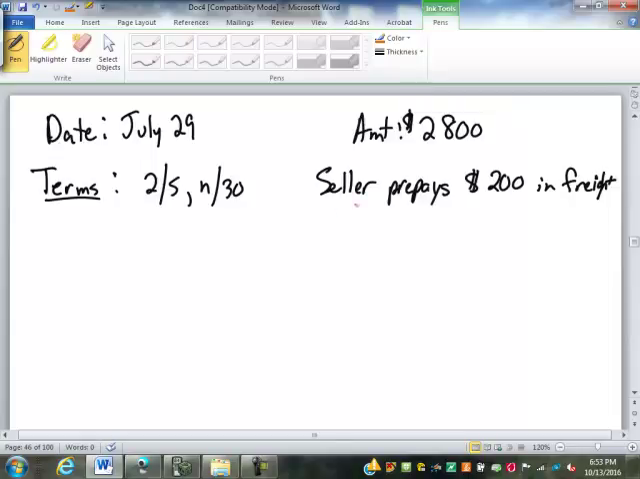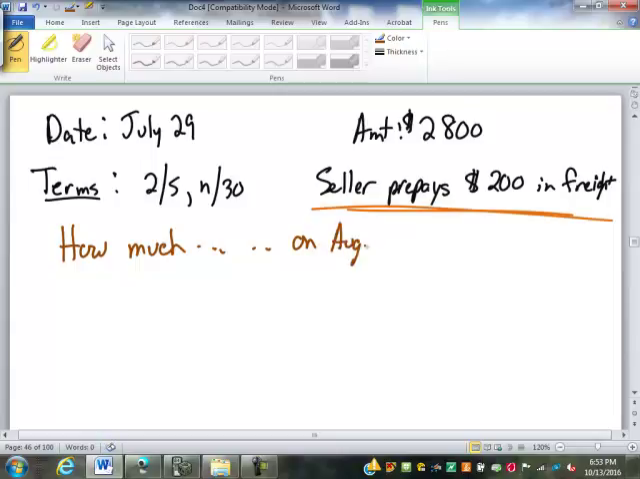What does that mean right there? Seller prepays $200 in freight. Well, it doesn't say FOB shipping point. But the fact that they're saying they prepay, that implies that the seller is going to get reimbursed. So the buyer is going to pay for the freight. So my question here is, how much is paid if paid on August 2nd?